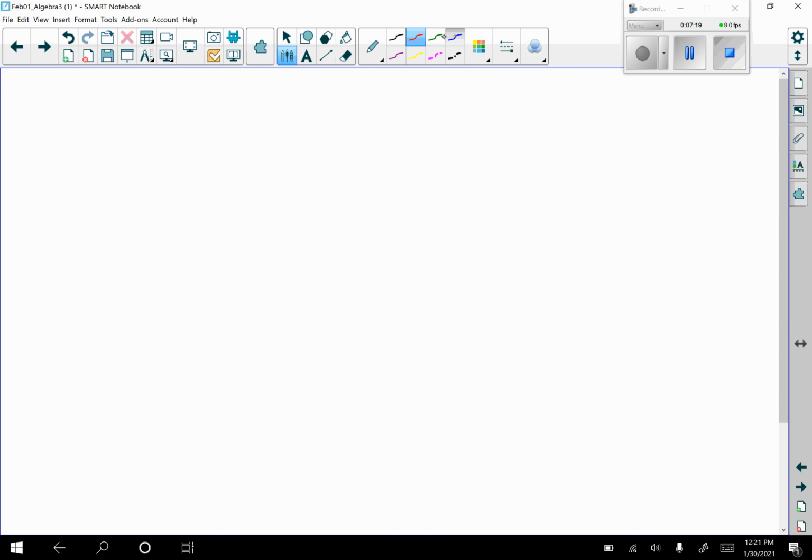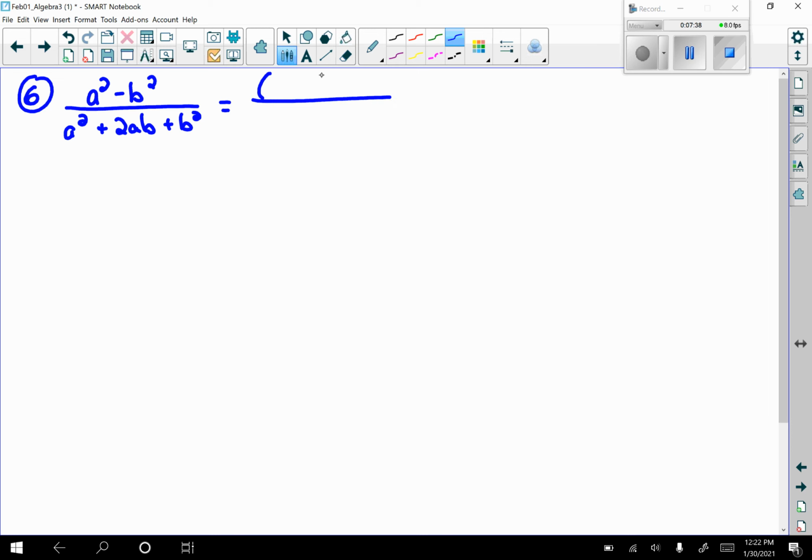Let's take a look at number 6. Here we have a squared minus b squared. This is definitely a problem that we would not want to try to state restrictions. But if you notice, here's that a squared plus 2ab plus b squared. That was one of our warm-up problems. So when we do factor the numerator, this is a difference of squares. It's going to factor into two sets of parentheses. We'll have an a plus b in one and an a minus b in the other.